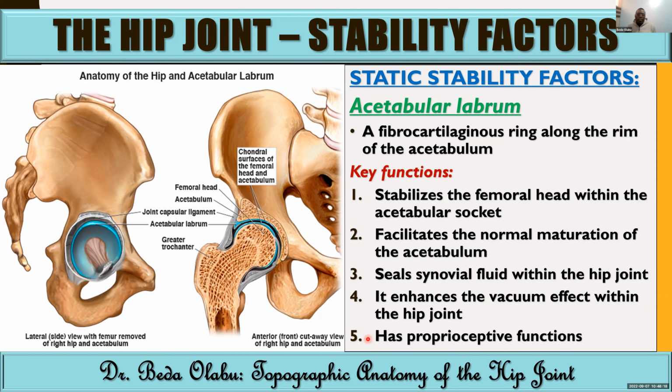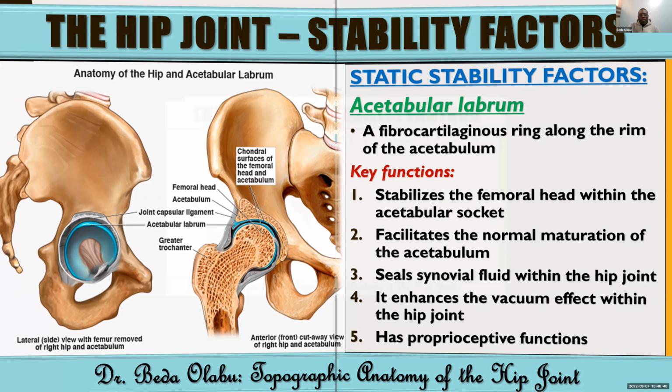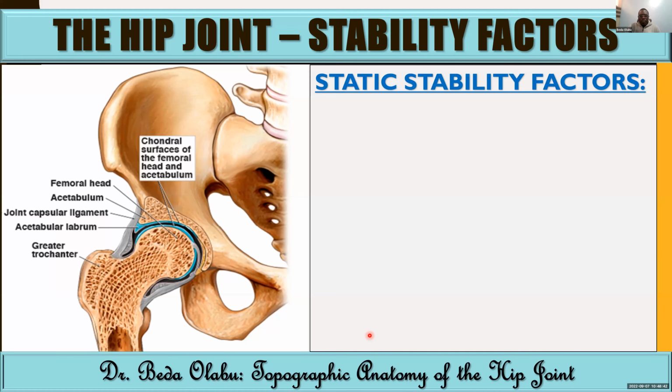And this labrum is one of those structures that contain receptors which are innervated to give information regarding joint position. So as the femur touches it, the body knows the position of the hip joint. Great.